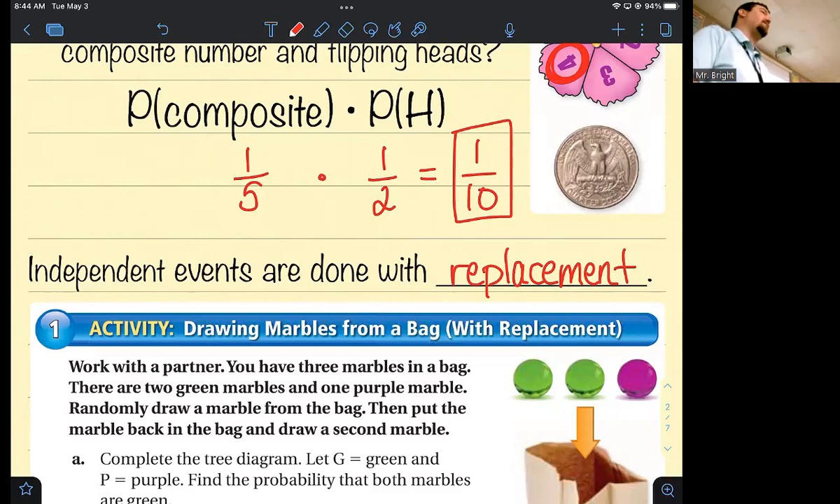Okay. That's the difference between independent and dependent. If Ella puts her name back in the hat, nobody's probability is affected. Independent probability. If I do not replace Ella's name, all of your probabilities are now affected. That matters.